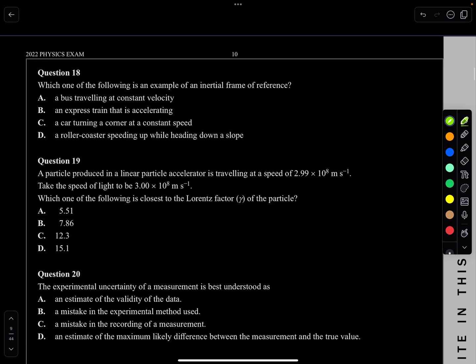Last 3 questions. Wow. I just want to get this exam done. Which of the following is an example of an inertial frame of reference? Remember, inertial frame of reference means non-accelerating frame of reference. Let's have a look. A bus traveling at a constant speed. Beautiful. Constant speed is non-accelerating. So that could be right.